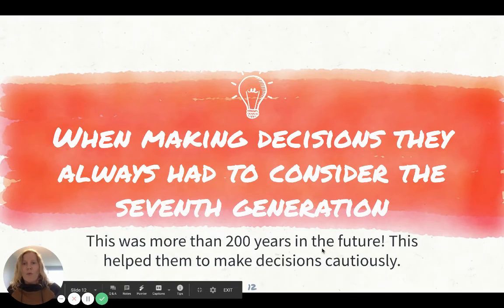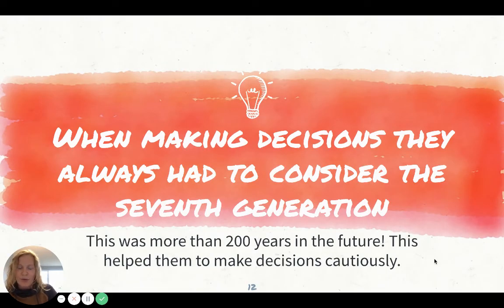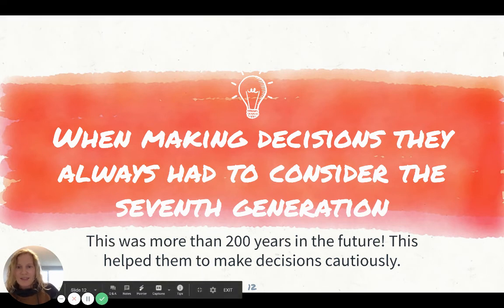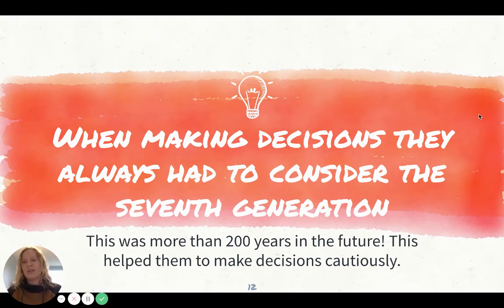All right, so this was kind of a cool one, and I really love this about the Iroquois Confederacy, is when they're making decisions, they always have to consider the 7th generation. Well, what is the 7th generation, Miss Smith? So when they make decisions in the Iroquois Confederacy, they always have to think more than 200 years in the future. So they would have to say, okay, how will the decisions we're making today affect people 200 years from now? So I thought it was really cool that they consider how the decisions that they're making today, and they're being really thoughtful and cautious about how that's going to affect people in the future.